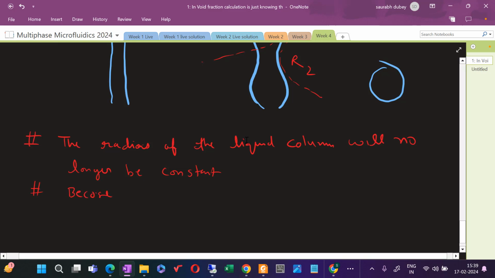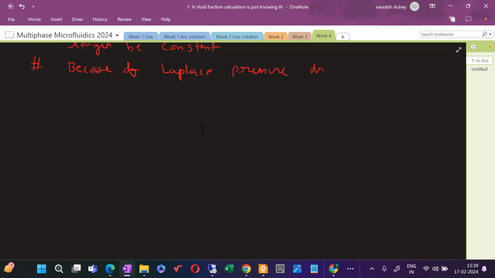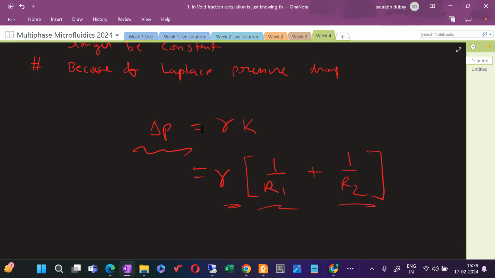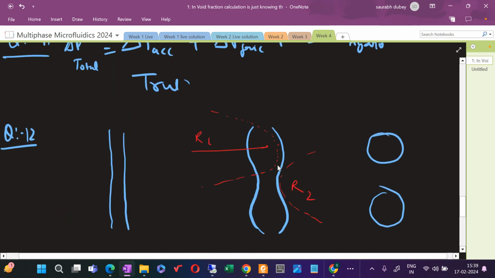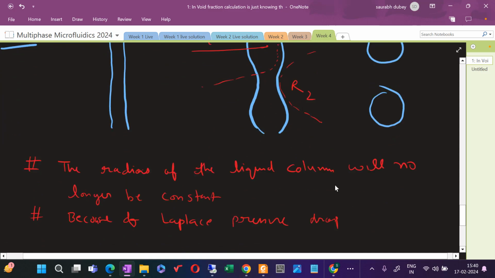Because of Laplace pressure difference, that is delta P equals gamma times curvature, which equals surface tension times 1 over first principal radius plus 1 over second principal radius. So this curvature difference leads to the delta P, which leads to the excess pressure and subsequently drop formation. So this is nothing but the Rayleigh-Plateau instability.